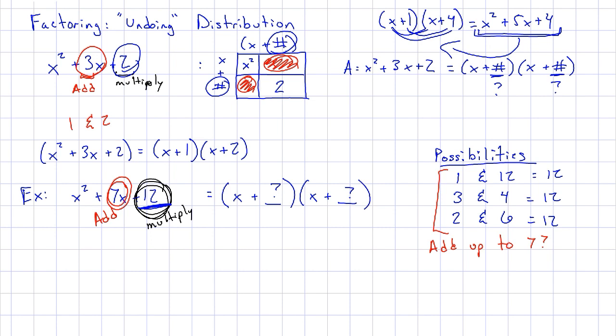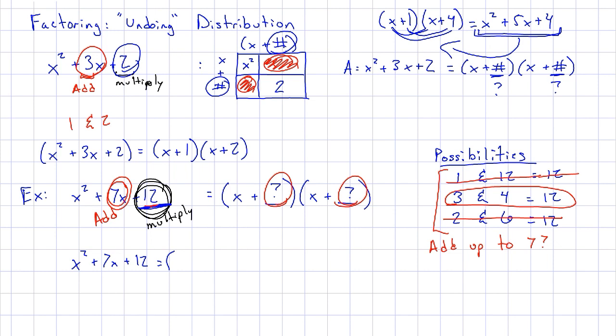And in this case, 1 and 12, when you add them together, they equal 13, so that's not right. 3 and 4 equal 7, and 2 and 6, we can just double check, they add to equal 8. So 3 plus 4 is 7, 3 times 4 is 12. So I know those are my two unknown numbers here. So my answer for this, x squared plus 7x plus 12, is equal to x plus 3, x plus 4.